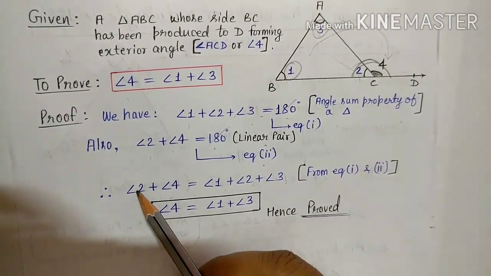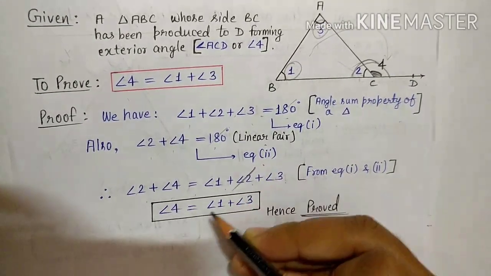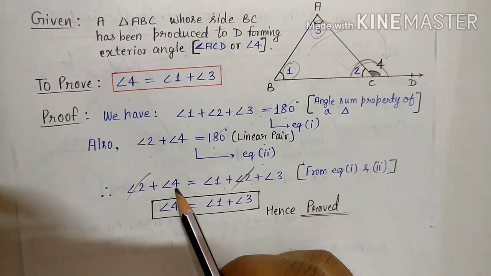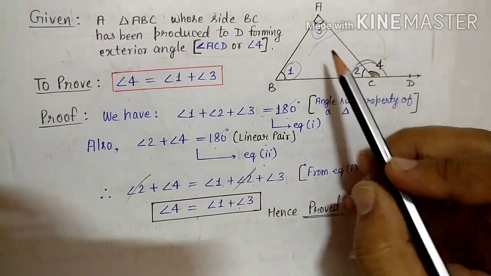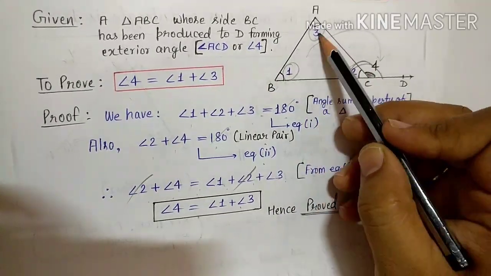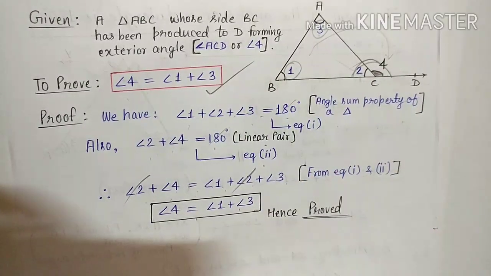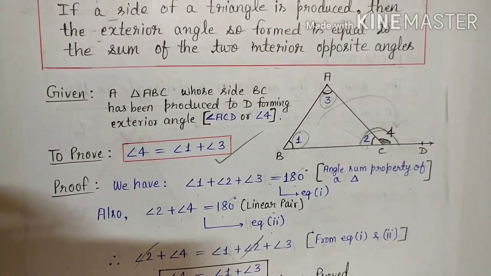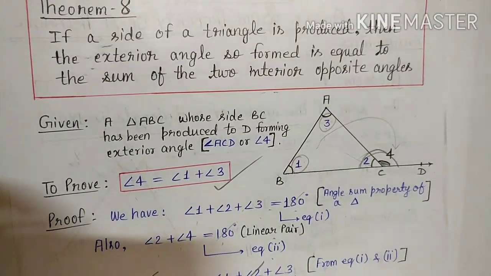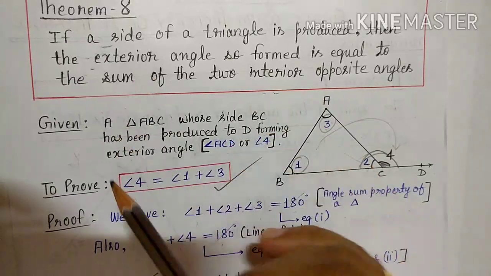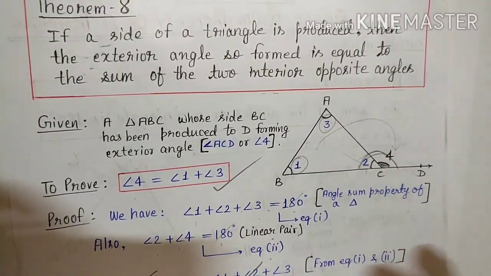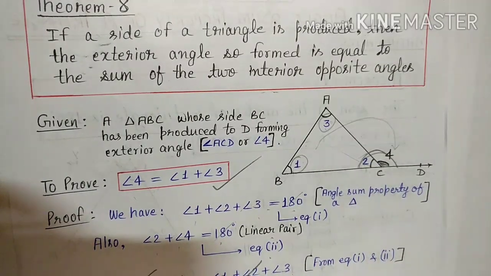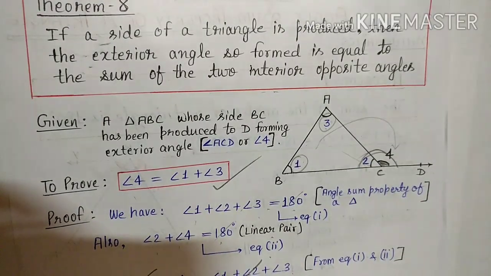Now when we take this angle 2 to this side, this 2 will cancel with this 2. So what is left? Angle 4 equals angle 1 plus angle 3. Angle 4 equals the sum of angle 1 plus angle 3. This is the only thing we had to prove. So in this way we have proved the exterior angle property, and theorem number 8 also. Now we can use these two theorems to solve the questions given in exercise 6.3 of NCERT. So let's solve these questions.